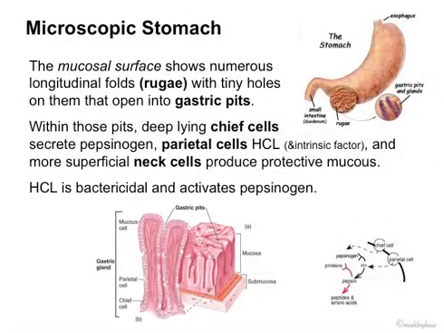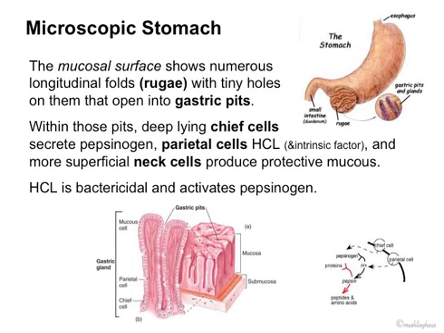Microscopically, when we look at the inside, the mucosal surface, we see numerous longitudinal folds. We can see those with the naked eye, and those folds are called rugae. And in those folds, we have tiny holes that open into gastric pits. Within those pits, we have multiple cell layers that secrete different things. So those are basically glandular pits.